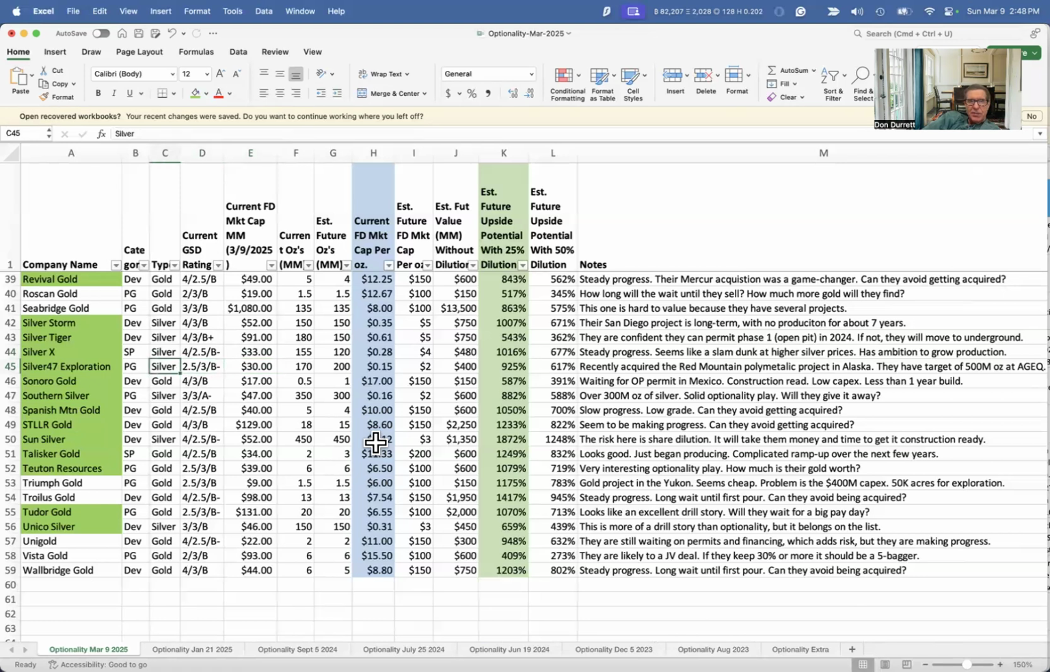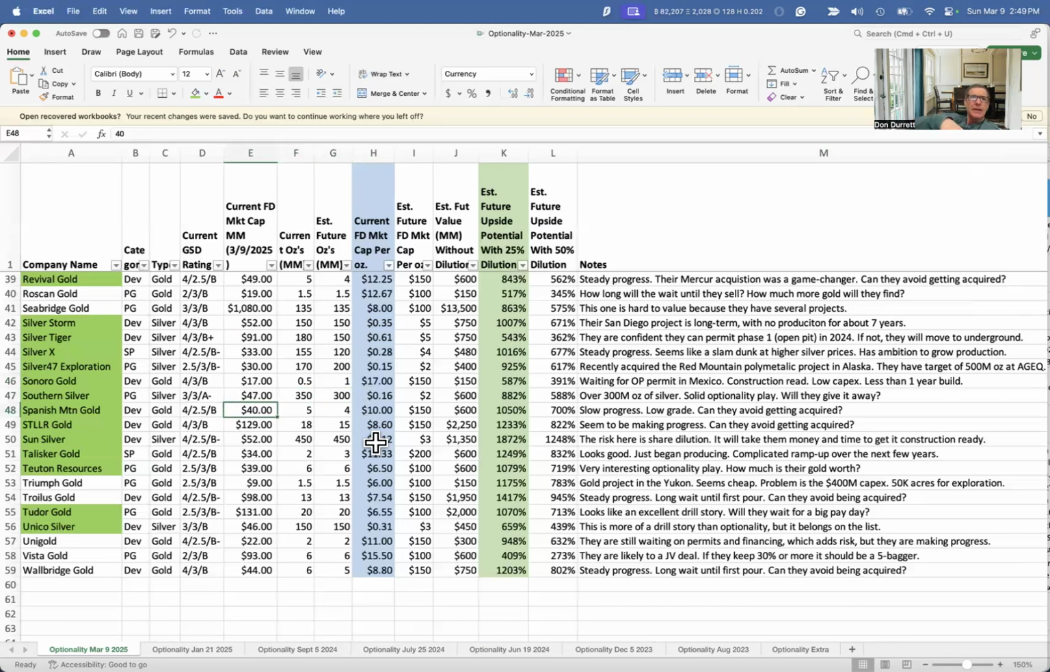Silver 47, this is a new company. They're around the Red Mountain Mine, 170 million. That's going to grow. I have 200, you're paying 15 cents in the ground. I do not own this one. It is on my buy list though. Sonora Gold, once they get their permit, they're going to permit this thing. I think it's going to grow from 500,000 to a million ounces. You're paying $17. Southern Silver, you're paying 16 cents right now in the ground for that. You can't beat that with a stick.